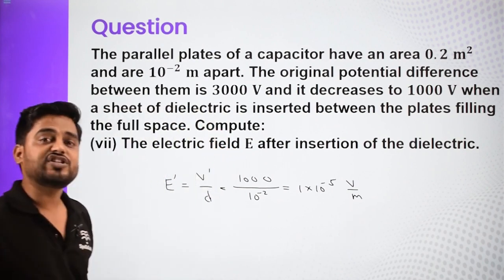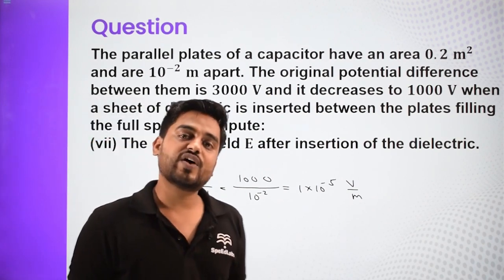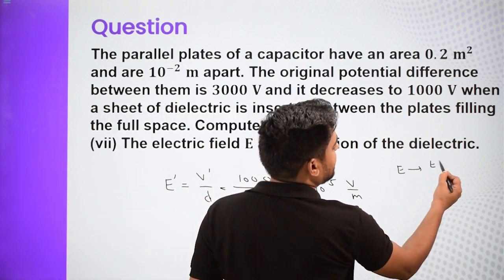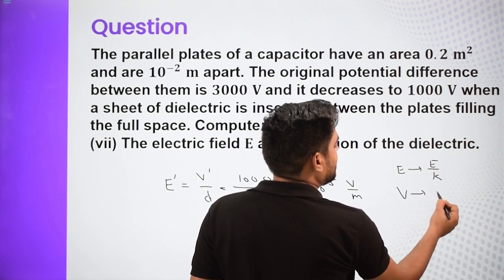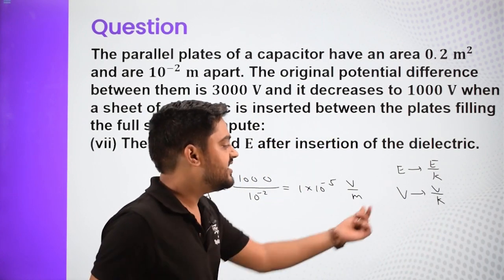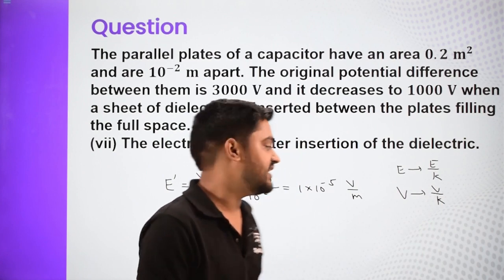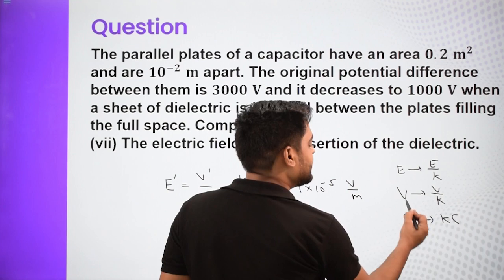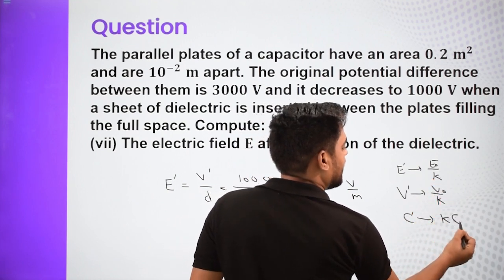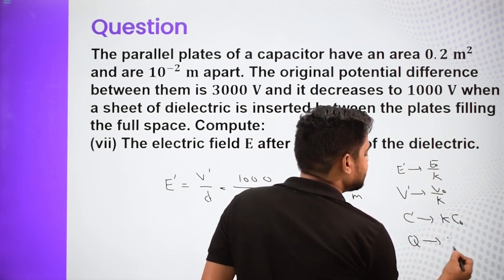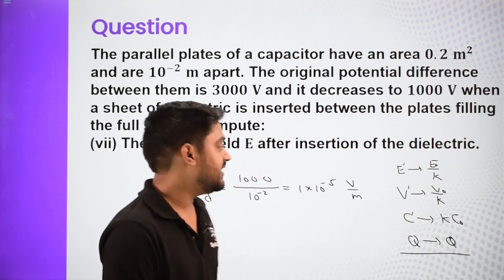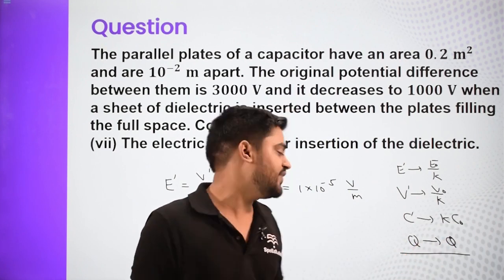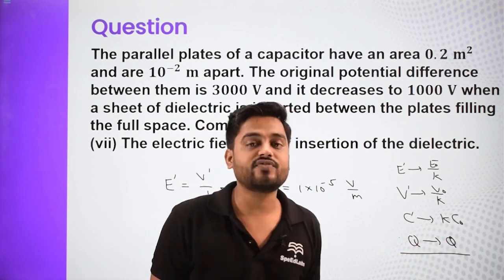Now if we say which quantities are changing, once we insert the dielectric, E is becoming E by K. V is becoming V by K, like in this case 3000 to 3000 by 3, that is 1000. The capacitance becomes K times C, the new capacitance. And then the charge remains the same, because it can't flow anymore. It is fixed on the plate, it can't move as of now. It is not part of a circuit. So the charge remains the same.